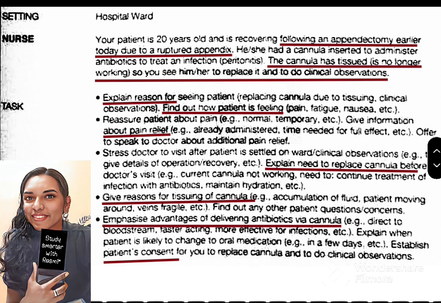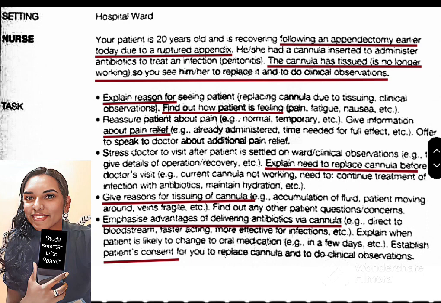That means it's like a new scenario. You are entering the room, greeting the patient, and you have to introduce yourself and start the conversation. So what do you have to explain? Replacing the cannula due to tissue, clinical observation. Find out how the patient is feeling about the pain, fatigue, nausea.